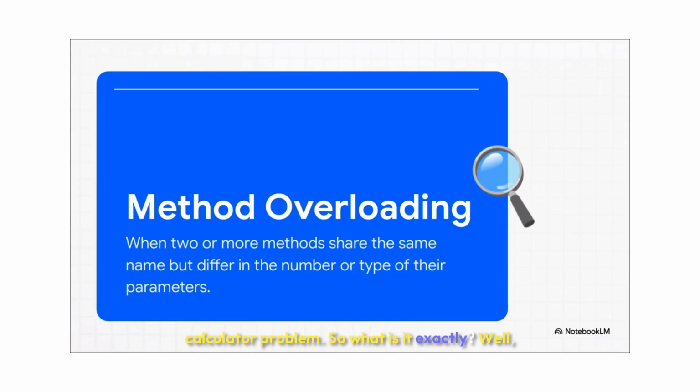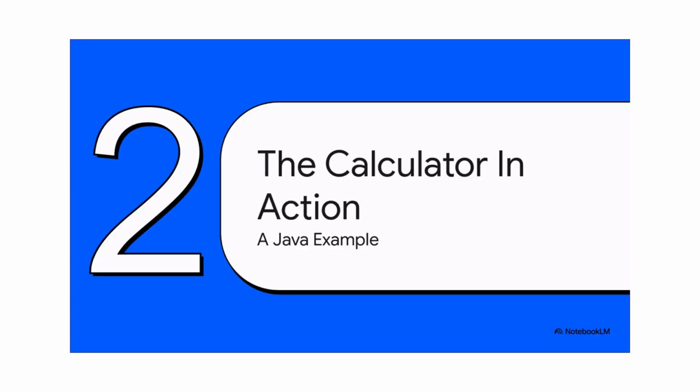So what is it exactly? Well, method overloading is actually super simple. It just means you can have a bunch of methods in the same class that share the exact same name, with one crucial rule. Their parameters have to be different. That's it. You can either have a different number of parameters, or the types of those parameters can be different. As long as you follow that rule, you're good to go.